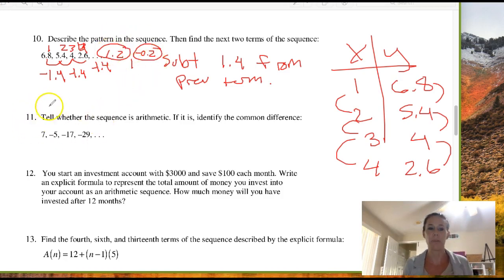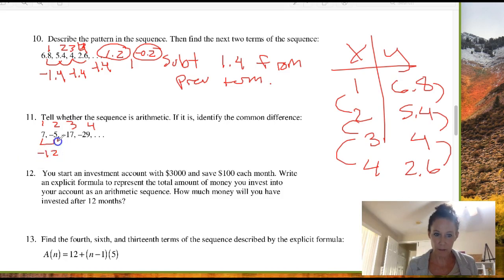Okay, on to 11. Tell whether the sequence is arithmetic. If it is, identify the common difference. So how do you tell if it's arithmetic? If it has a common difference. So let's check. From 7 to negative 5, if this is your first term, second term, third term, fourth term, just like we did on these charts back there, okay? So 7 to negative 5, you would subtract off 12.